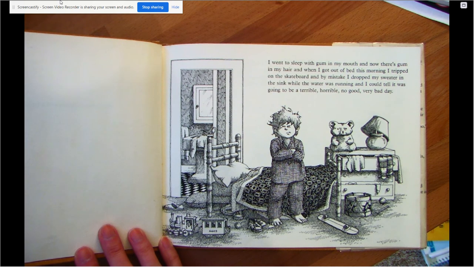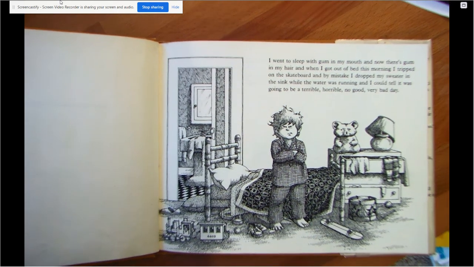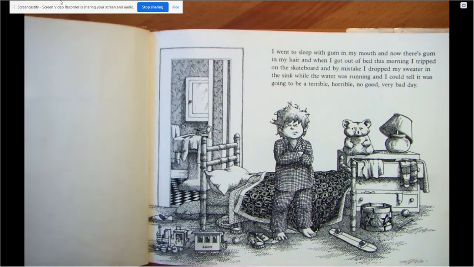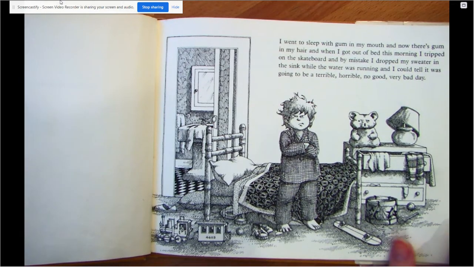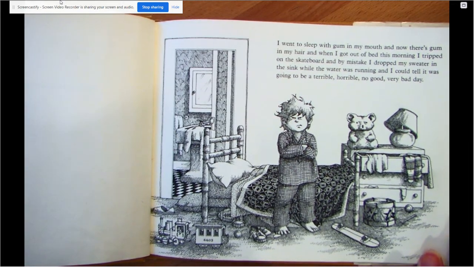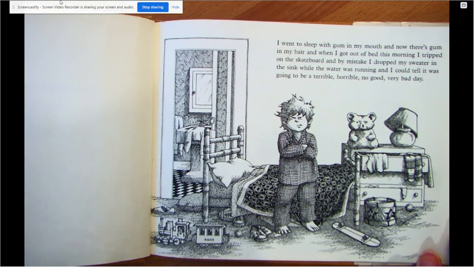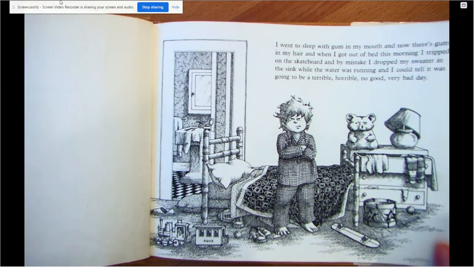Okay, so use that writer's eye right now. Think about, what do you notice? Maybe the illustrations are helpful. All right, looks like he's in his bedroom. That's someplace that's familiar to us. He's having a rough start to his day, right? Some of those things might have happened to us in the past.